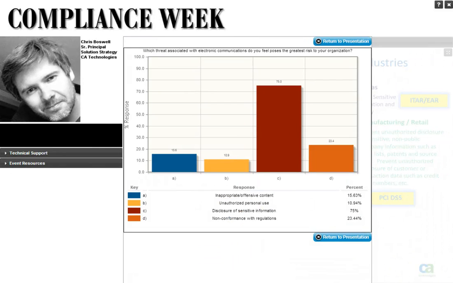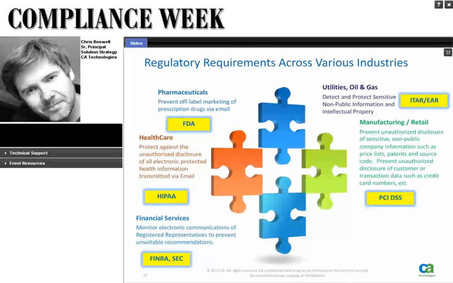It's looking right now that the disclosure of sensitive information has about 75%. Nonconformance with regulations is about 23%. And that's certainly good feedback to keep our minds on as we move through the presentation.